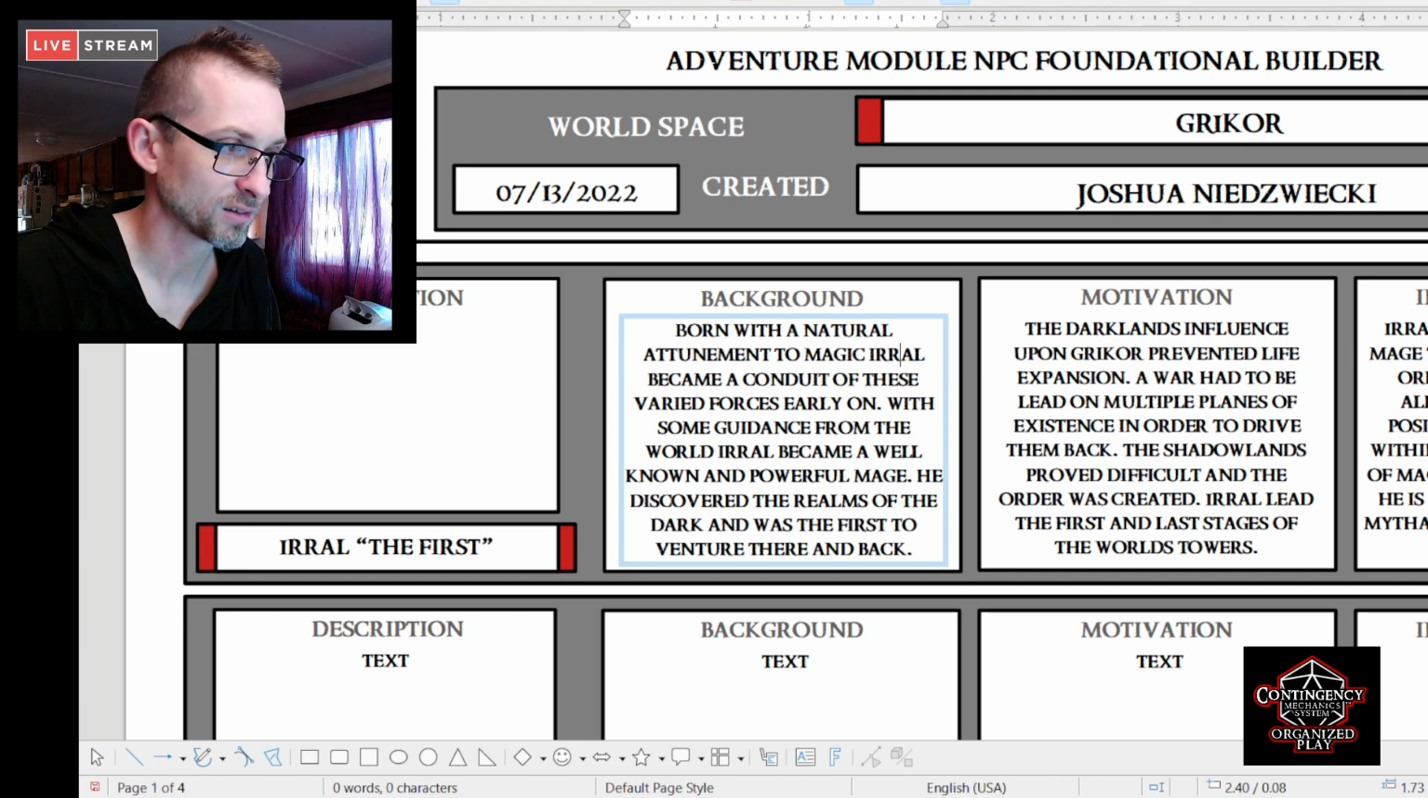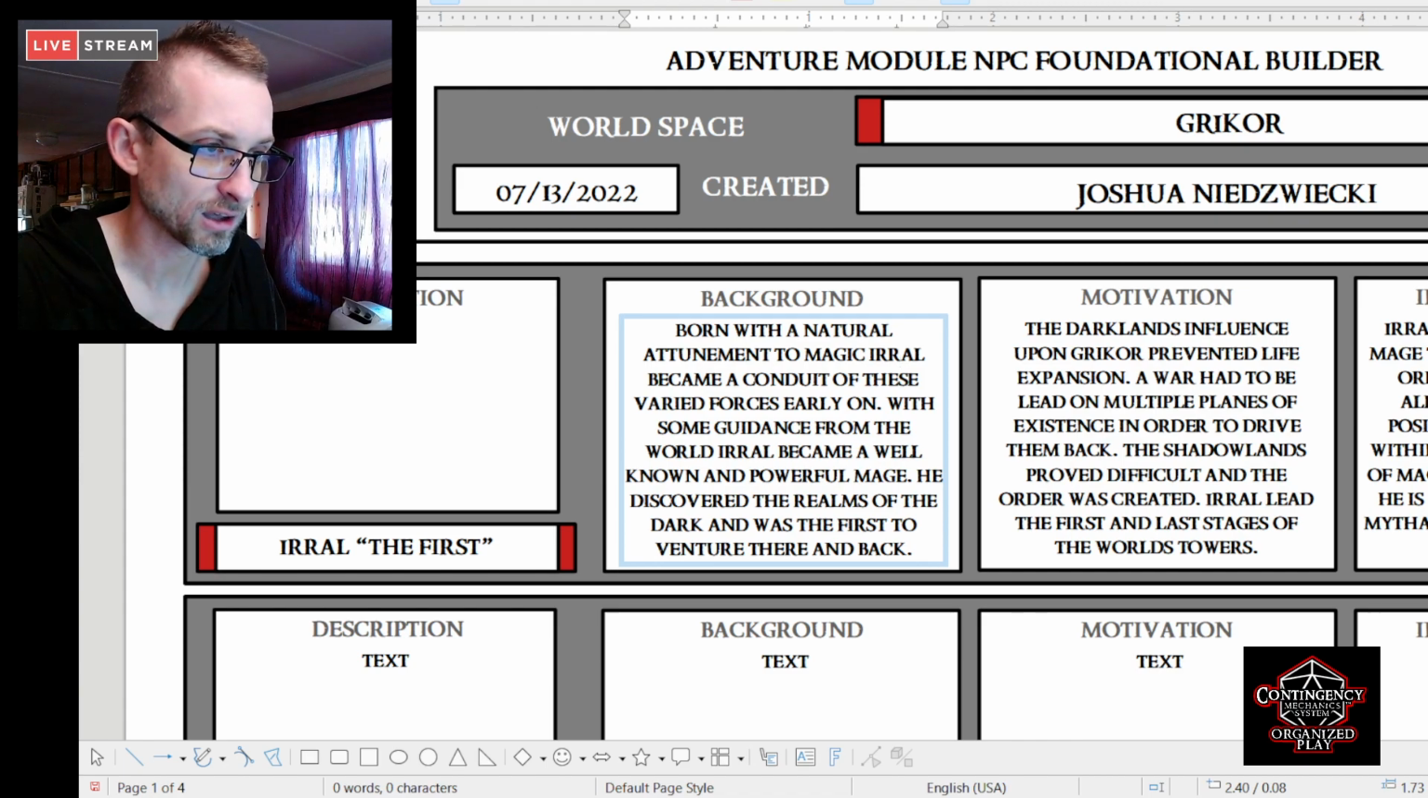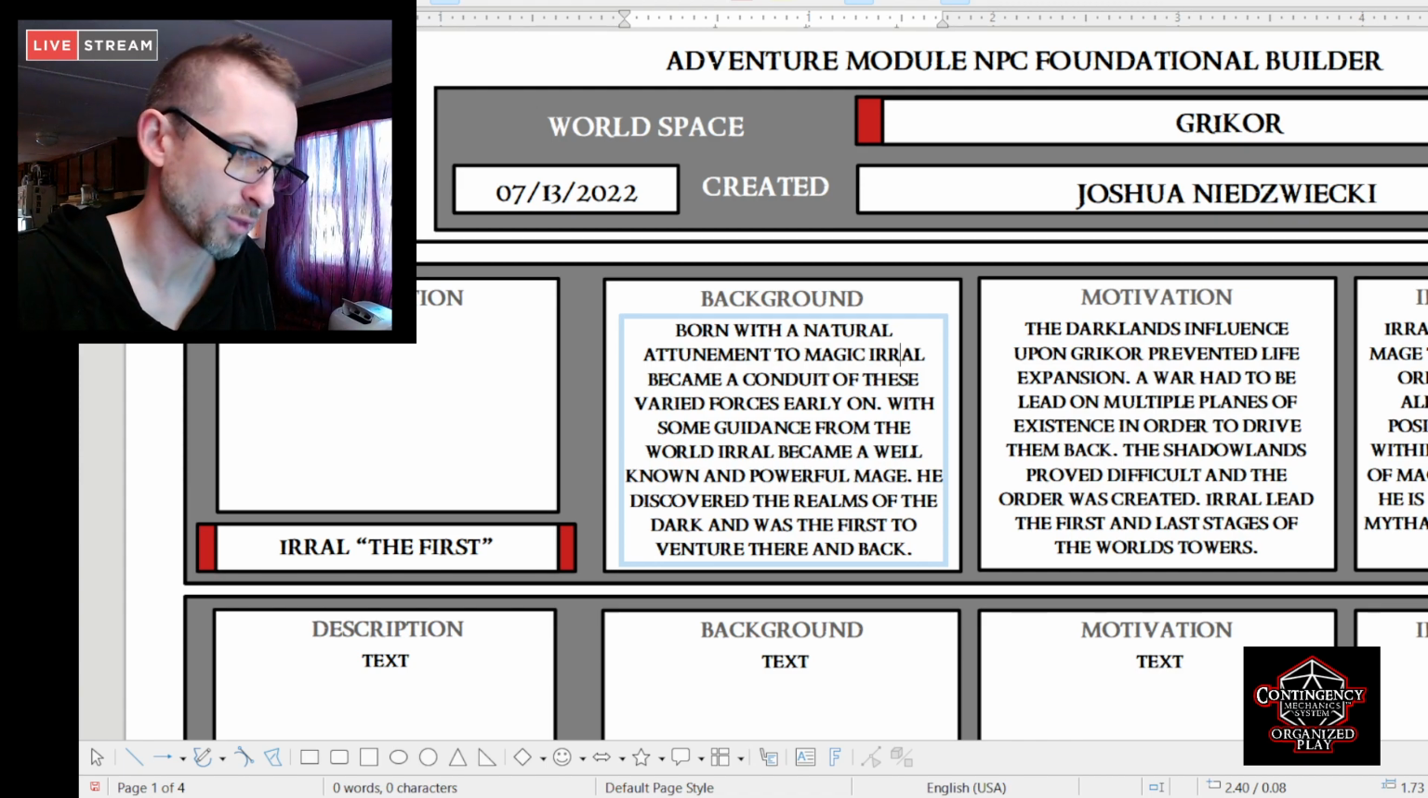Certain key components, the highlights, but they are also developing things beyond that. So with a natural attunement to magic, we've placed something within the world space that can build other spaces. And these varied forces, right, depicts that in the world space there are more than just one. That builds more things as well. With some guidance from the world, what guidance, right? So that builds the opportunity for us as a designer, DM, GM, GO, right? An idea being placed to build from other things.